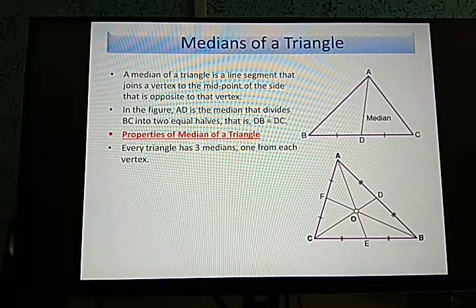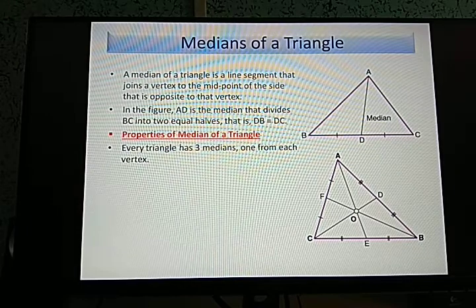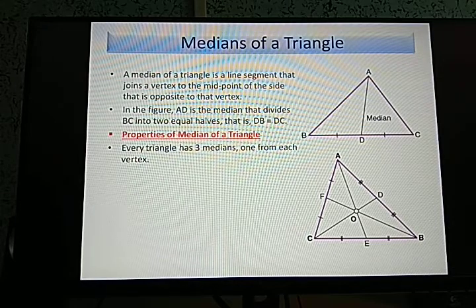So here you can see AE is a median, CD is a median, BF is a median. All these medians are connecting the vertices A, B and C. The median AE is connecting vertex A and the midpoint E of the side BC. Then median CD is connecting vertex C to the midpoint D of side AB. Then median BF is connecting the vertex B to the midpoint F of side AC. So these are the three medians. Clear?